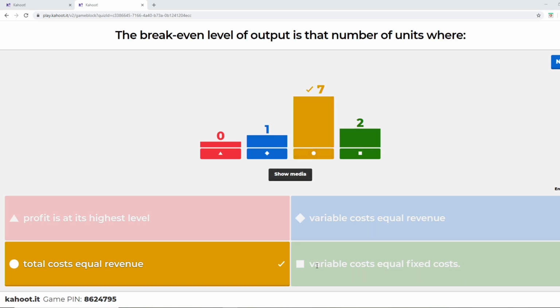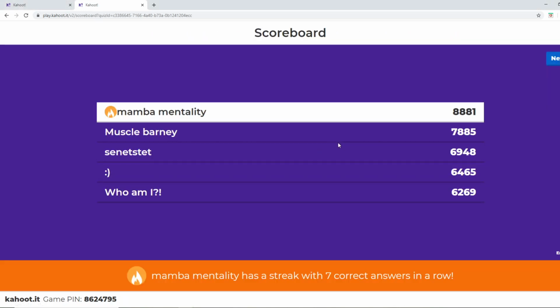And for the green one, variable cost equal fixed cost, that is completely wrong. So remember this. And then which question is this? Is this number 7? I think so. Okay, thank you, Gordon.